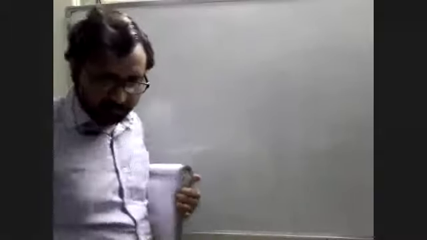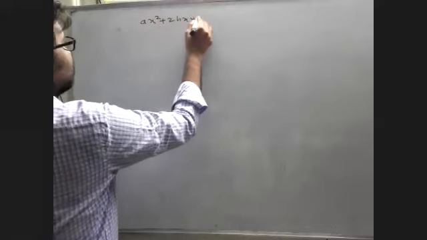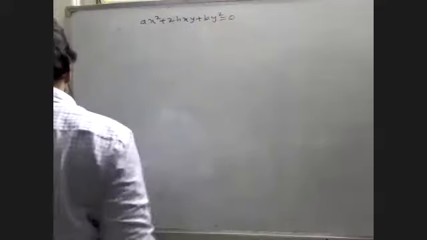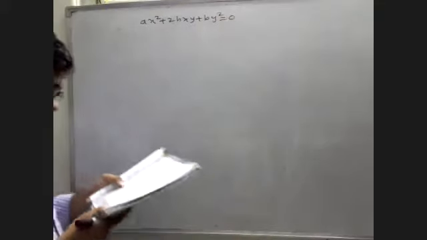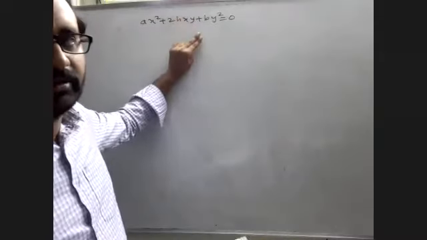So listen carefully. I will go fast because we have to complete more chapters. Okay. So nature of pair of lines. I am taking here a homogeneous pair of lines: ax square plus 2hxy plus by square equal to 0. This is a pair of lines. How many lines does this have? Two lines.